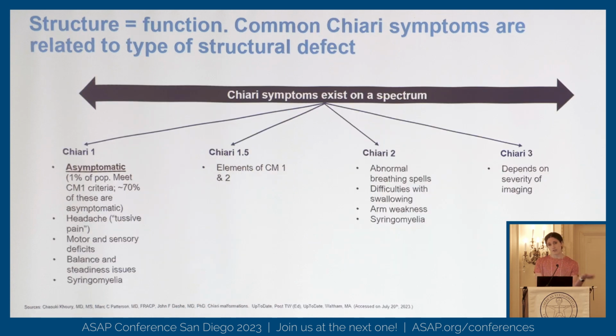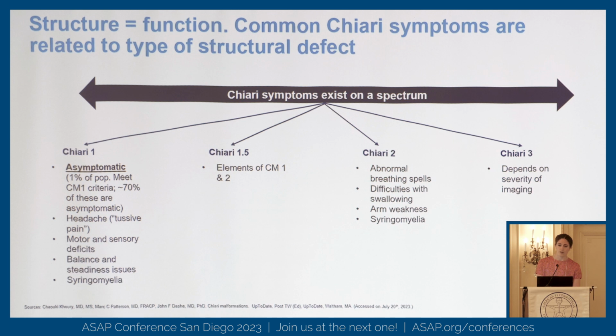So again, structure leads to function. So the common Chiari symptoms depend on what type of Chiari malformation patients have. So like I said, a Chiari 1 malformation, it's estimated that about 1% of the population actually meets diagnostic criteria for a Chiari 1 malformation. It is extraordinarily common. My mom has a Chiari malformation that she found when she was getting an MRI for something totally unrelated, and it's completely asymptomatic. About 70% of these patients are completely asymptomatic.